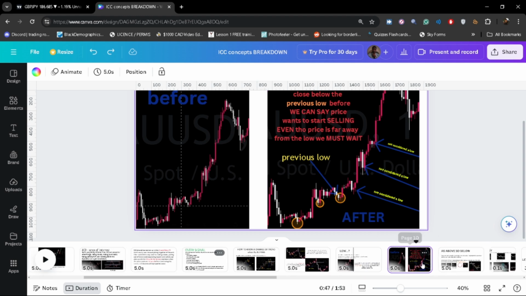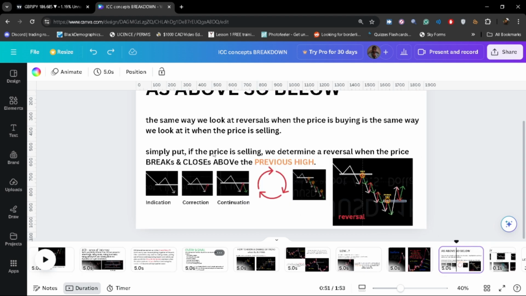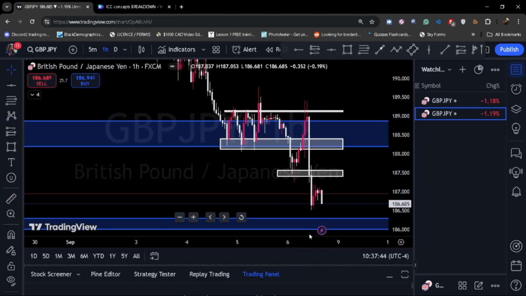Same goes for when price is selling. So as above, so below. The same way you look at a reversal when price is buying is the same way we look at a reversal when price is selling. So let me give you a much more practical example.